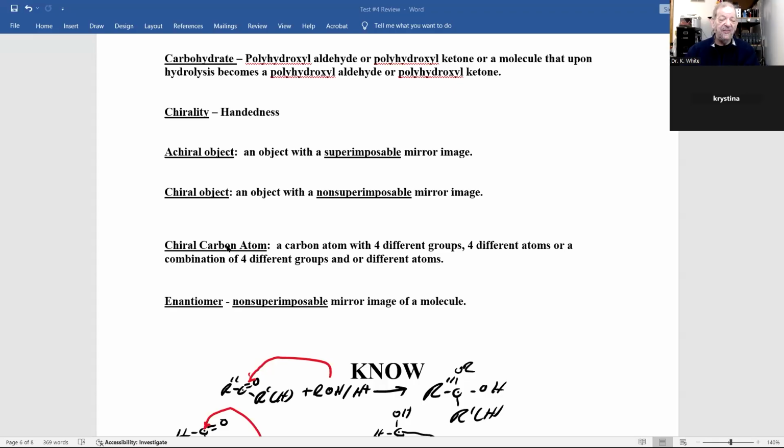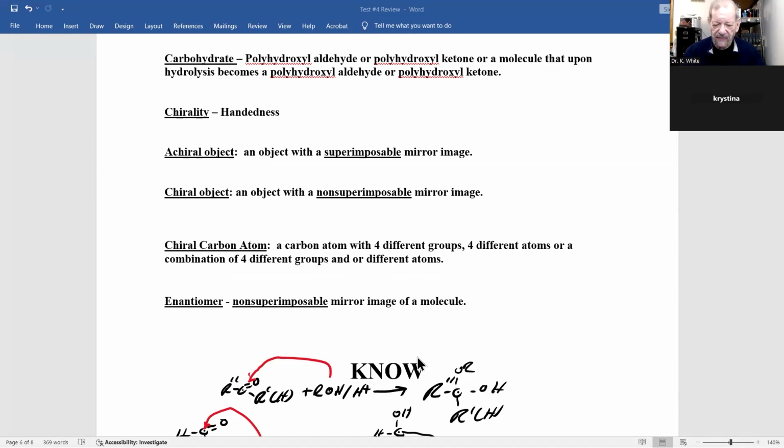So if I say, is my right shoe chiral or achiral? Well, you see right shoe, and that tells you immediately it's chiral. And you got to see in the video me doing artwork and showing you I have no art talent whatsoever. Now, another important thing is a chiral carbon. That's a carbon with 4 different groups, 4 different atoms, or a combination of 4 different groups or atoms.